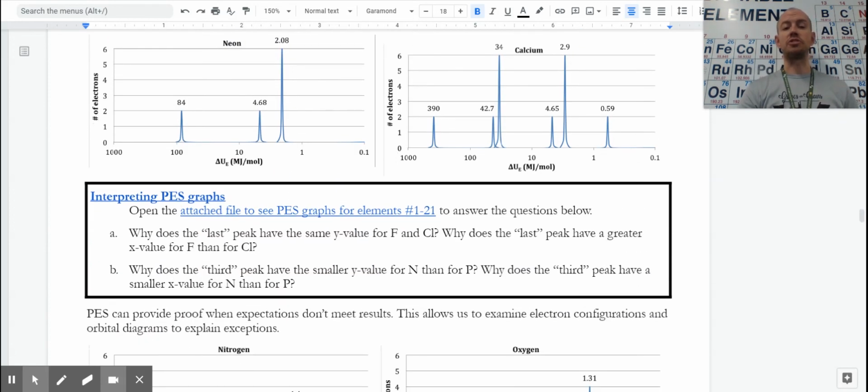So there are some great questions here, but if you just want to see the graphs for all these different elements and see if you can understand the patterns, the graphs themselves are right there for you as well.